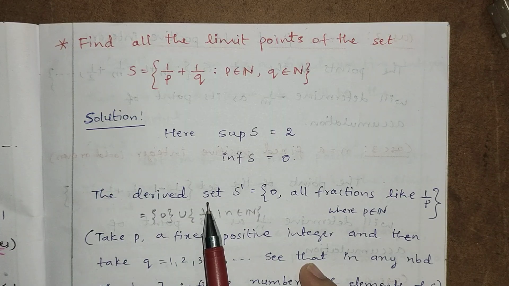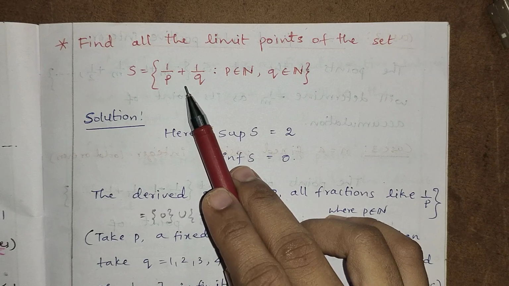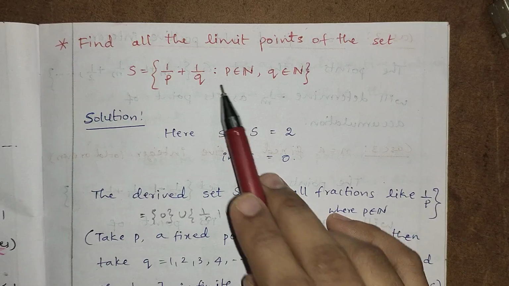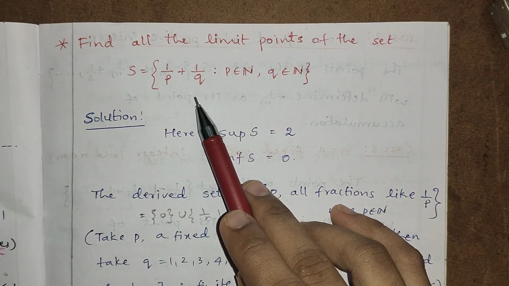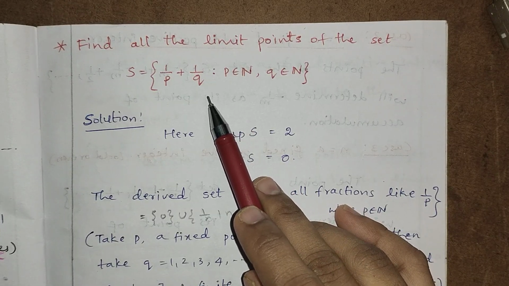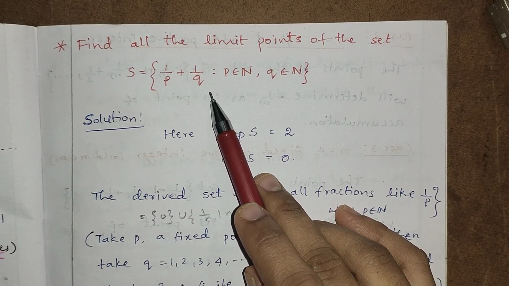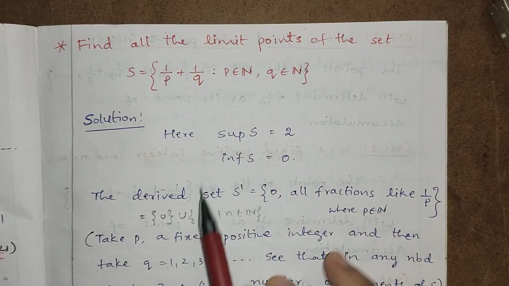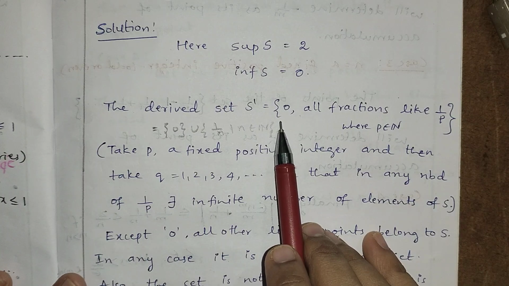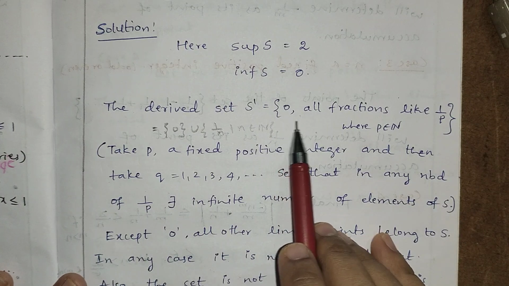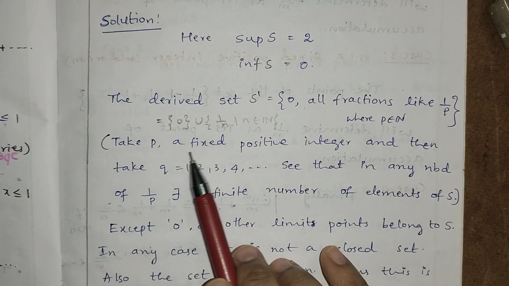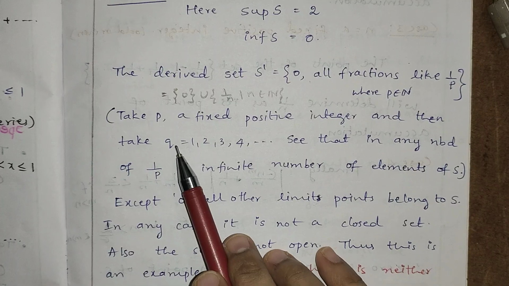Here the limit points: as p tends to infinity and q tends to infinity, one of the limit points is 0. And if you put p as a fixed positive integer and q varies, then as q tends to infinity, 1/p will be the limit. So what will be the derived set then? It is the set containing 0 and all fractions like 1/p where p belongs to N. Let us explain how.